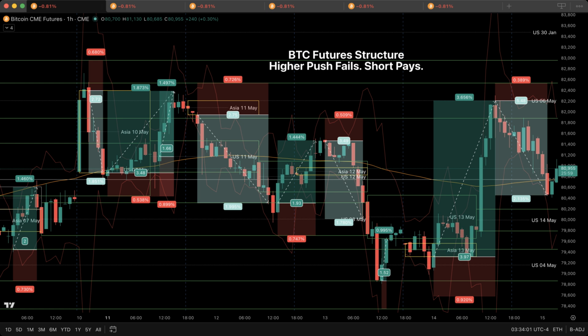First trailing target, May 11th U.S. session upper boundary. Second trailing target, May 12th U.S. session upper boundary. Third trailing target, May 13th U.S. session upper boundary. Risk-reward ratio, 5.48. That is large. But again, the market must earn every stage.